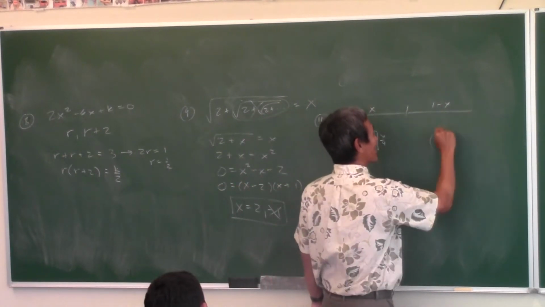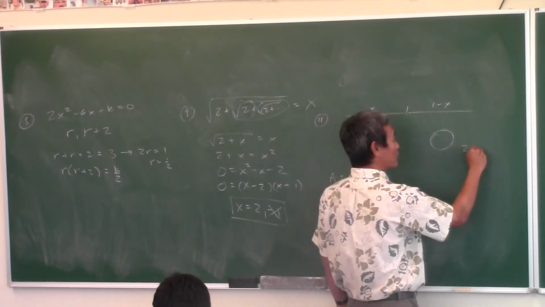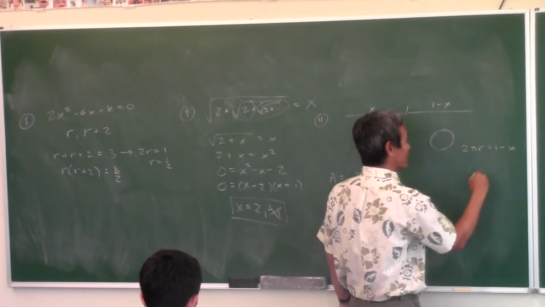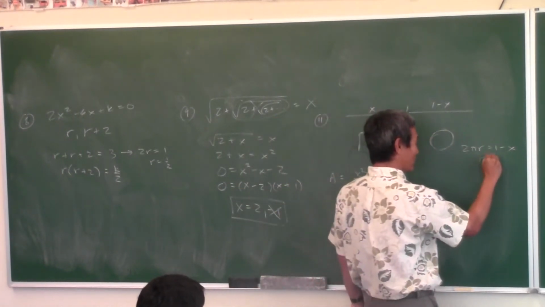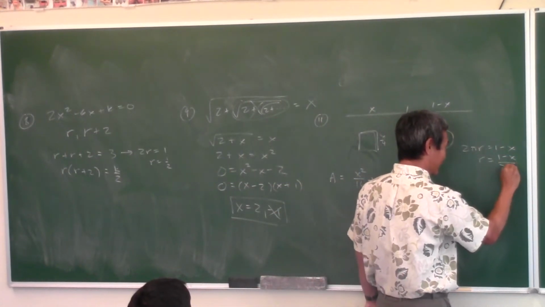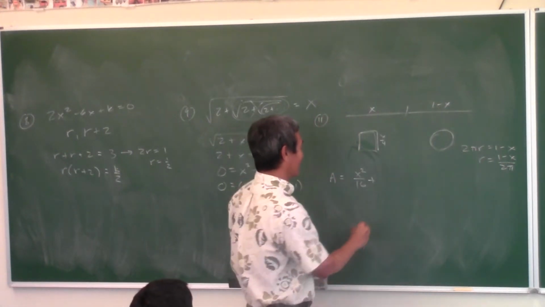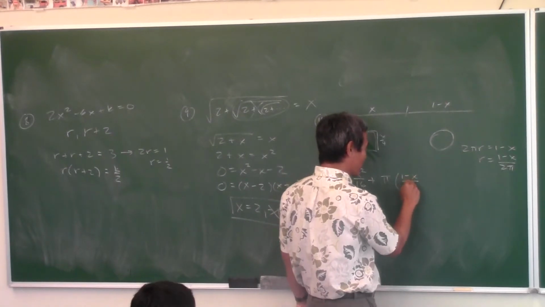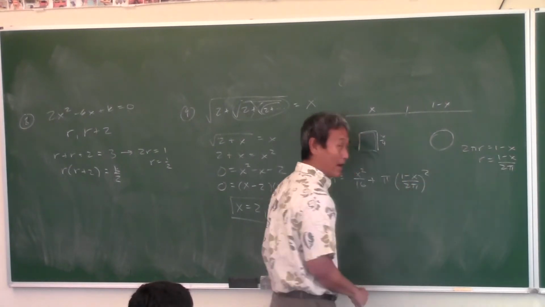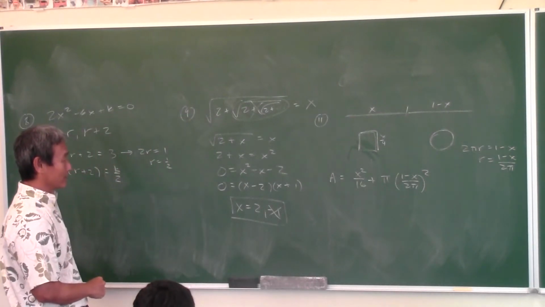This 1 minus x is the circumference of the circle, right? So that means 2 pi r is equal to 1 minus x, right? Circumference is 2 pi r. Therefore, the radius of the circle is (1 minus x) over 2 pi. Therefore, what's the area of that circle? Pi times that thing squared: pi times ((1 minus x) over 2 pi) squared. Pi r squared. I'm assuming we know 2 pi r and pi r squared, right?